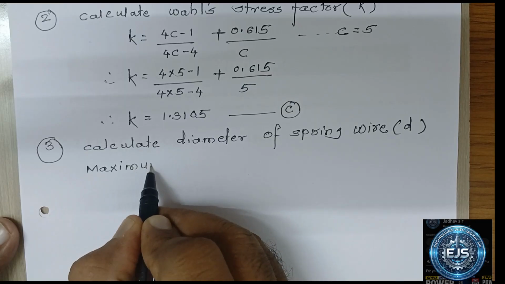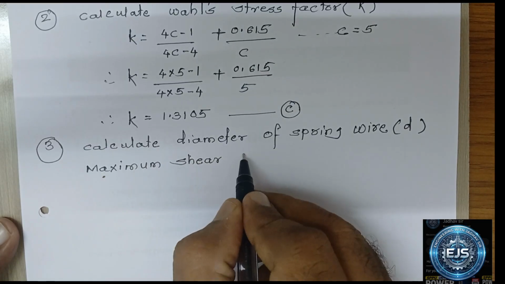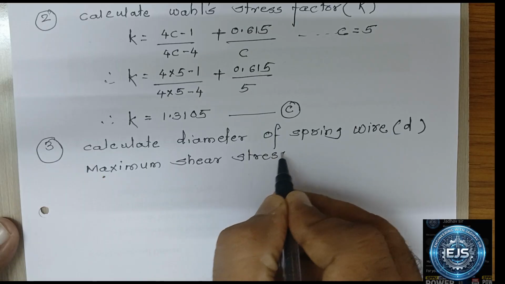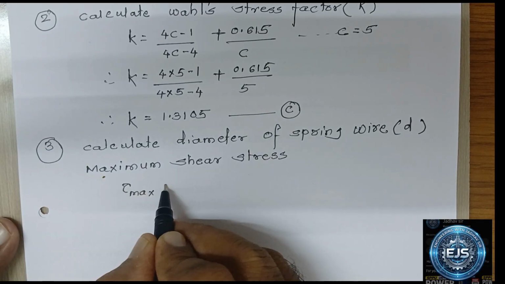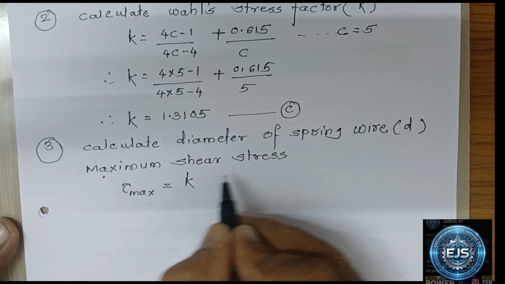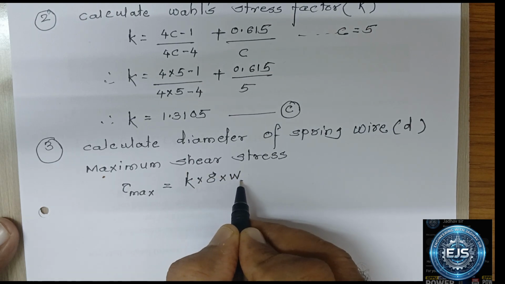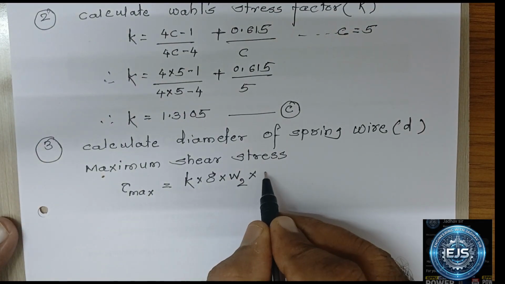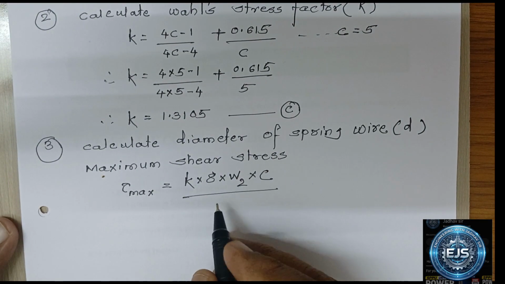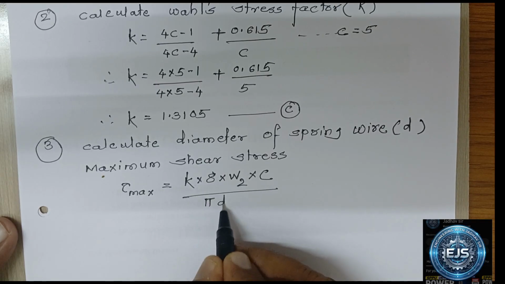So maximum shear stress developed in a spring wire. Maximum shear stress in a spring wire is calculated as tau max is equal to the Wahl stress factor, that is K, into 8W2, where the maximum load on the spring is W2. So that we have to take for design. So K into 8W2 into C upon pi into D square.